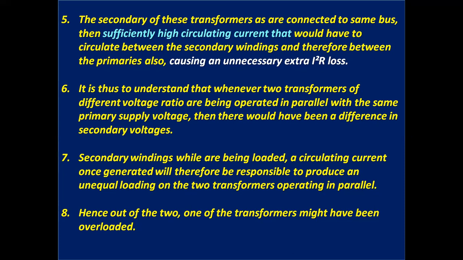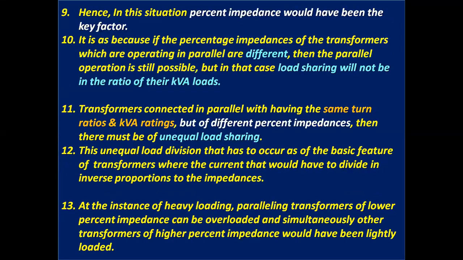Hence, out of the two, one of the transformers might be overloaded. Number 9. Hence, in this situation, percent impedance would be the key factor. Number 10. It is because if the percentage impedances of the transformers operating in parallel are different, then the parallel operation is still possible, but in that case, load sharing will not be in the ratio of their kVA loads.